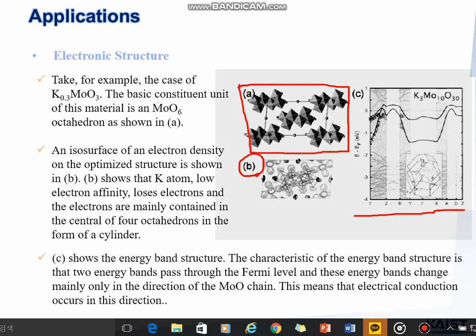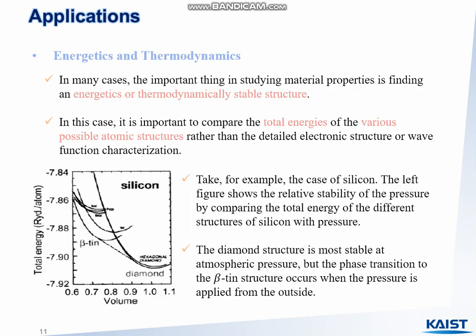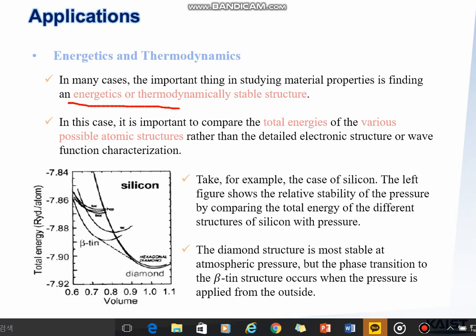In many cases, the important thing in studying material properties is finding an energetically or thermodynamically stable structure. In this case, it is important to compare the total energies of the various possible atomic structures rather than the detailed electronic structure or wave function characterization.